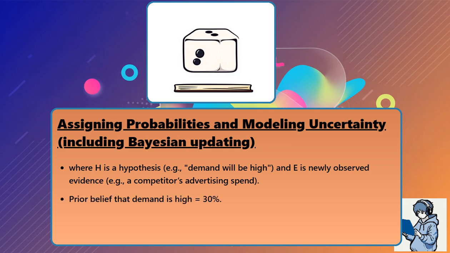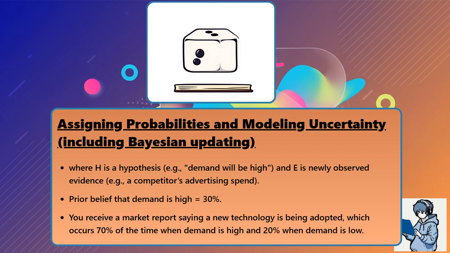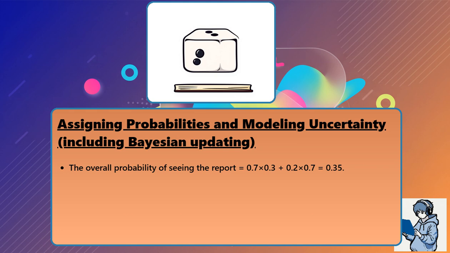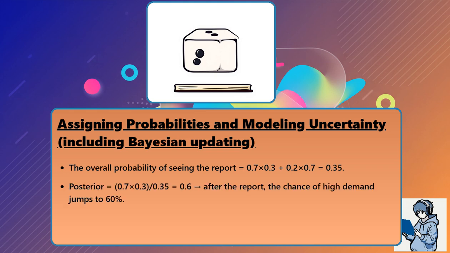Prior belief that demand is high equals 30%. You receive a market report saying a new technology is being adopted, which occurs 70% of the time when demand is high and 20% when demand is low. The overall probability of seeing the report equals 0.7 times 0.3 plus 0.2 times 0.7 equals 0.35. Posterior equals 0.7 times 0.3 divided by 0.35 equals 0.6. After the report, the chance of high demand jumps to 60%.